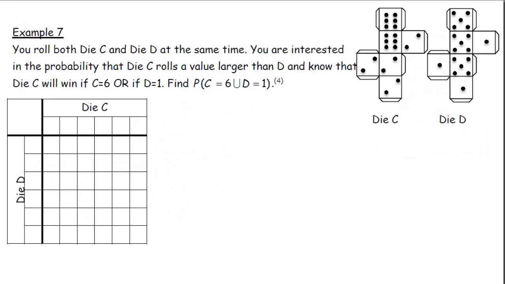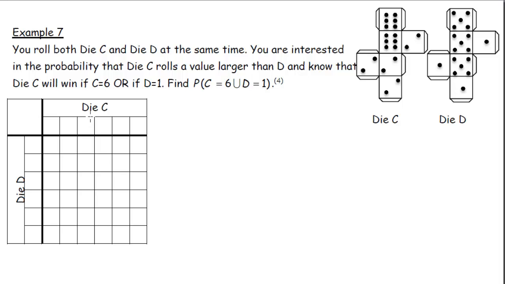So I want to come back to these dice that we looked at when we started this unit. And we've already looked at this problem once, but I want to take another perspective and see if we can use our addition rule here. In this problem, you roll both die C and die D at the same time. You're interested in the probability that C rolls a larger value than D, and you know that C will win if C gets a 6 or D gets a 1. So we want to find the probability that C rolls a 6 or that D rolls a 1.